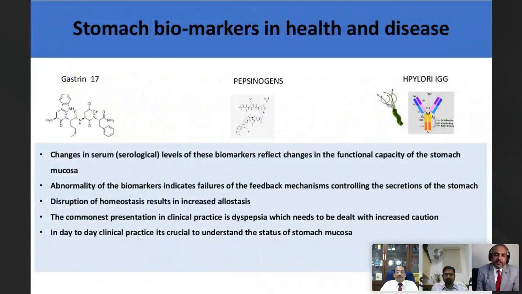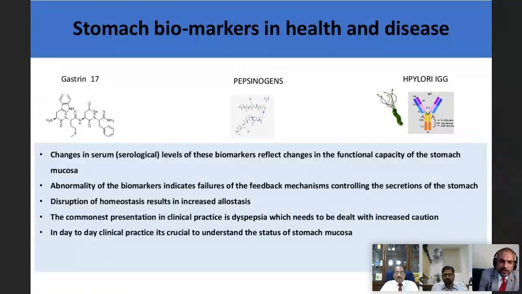Thus, it is important to use some crucial biomarkers to assess whether the stomach is in a diseased or a healthy state. Why? Because the changes in the serological levels of these biomarkers reflect changes which tell us about the functional capacity of the stomach mucosa.